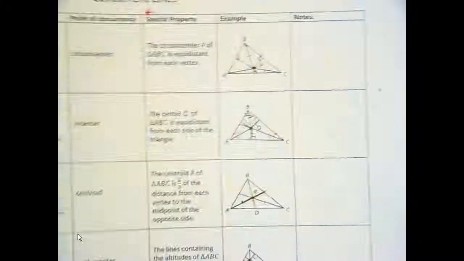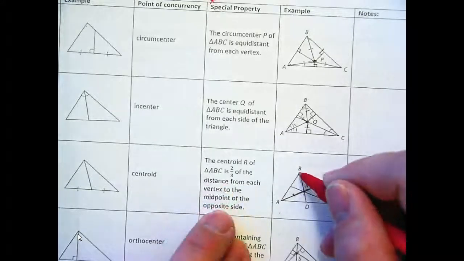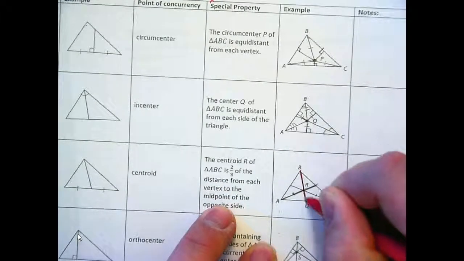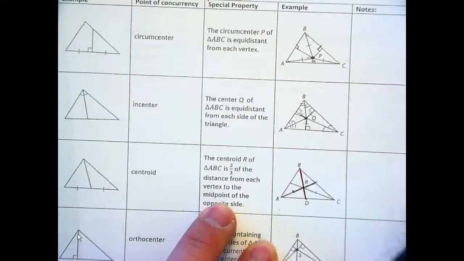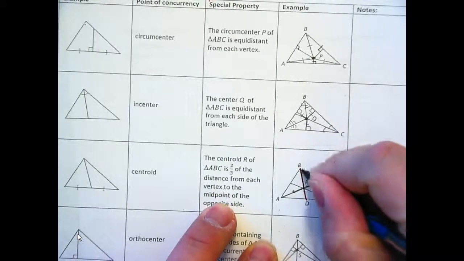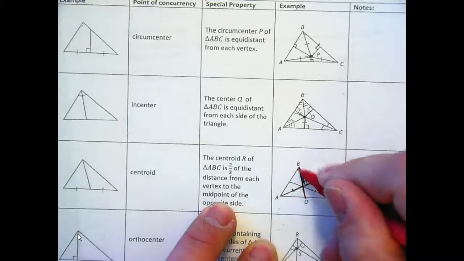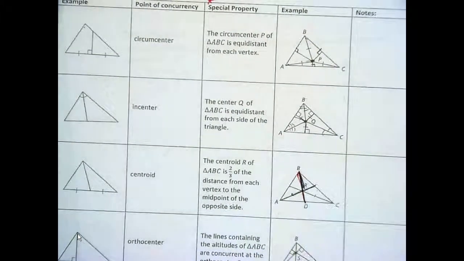Okay, just a bit of clarification from a question here. When we're talking about this being 2/3, BD is our entire length. That would mean that BR is 2/3 of BD. Okay, so this length is 2/3 of this entire length, which means RD is 1/3 of the entire length.